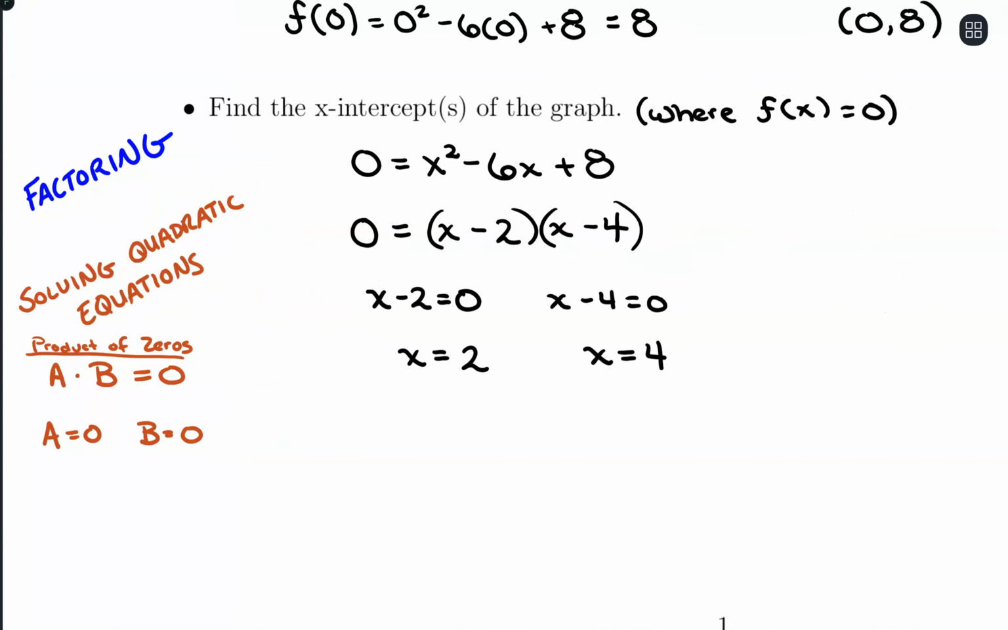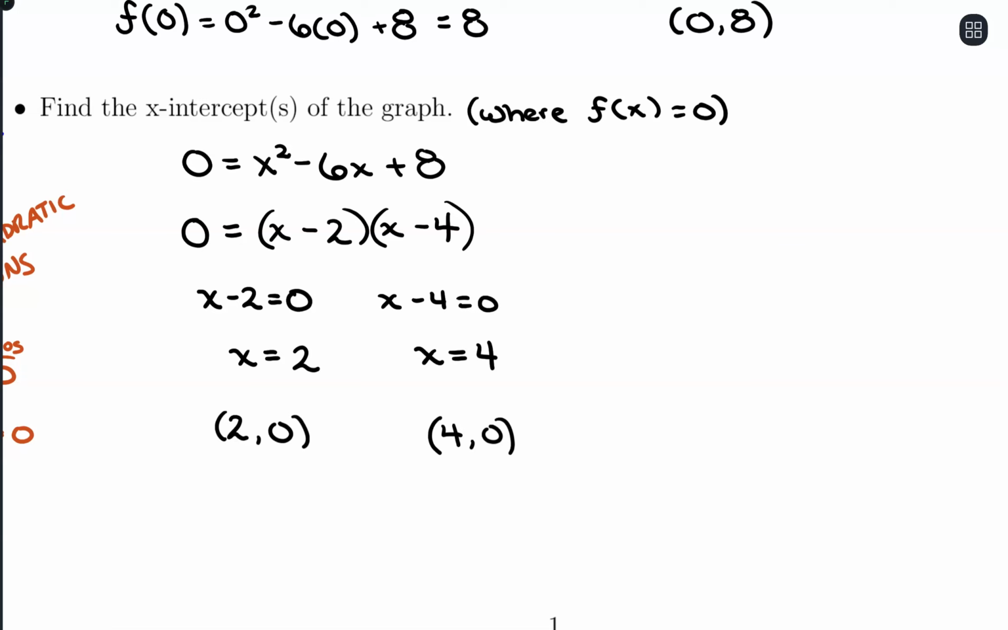So this defines the x-intercepts of the graph. What we just did is set y equal to 0 and solved for x. So we have this coordinate, x is 2, y is 0, and we have a second coordinate where x is 4 and y is 0.